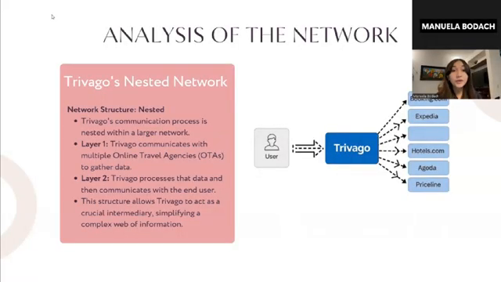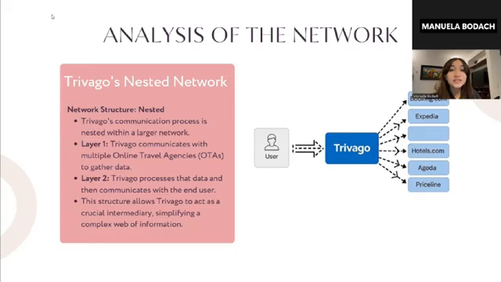So now we're going to explore Trivago's network structure. This system is a great example of a nested communication system. As you can see in the diagram below, Trivago doesn't just communicate directly with the end user. It sits within a larger network, acting as an intermediary. The first layer of communication happens between Trivago and various online travel agencies, or OTAs, such as Booking.com and Expedia. Trivago constantly communicates with these sites to pull the latest hotel prices.